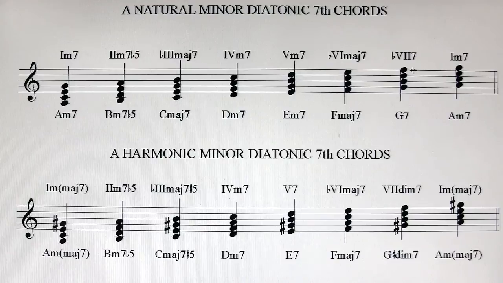And that's the difference between dominant seventh chords and major seventh chords. The only difference is the seventh on a dominant seventh is a flatted seventh, whereas the seventh on a major seventh chord is not a flatted seventh.